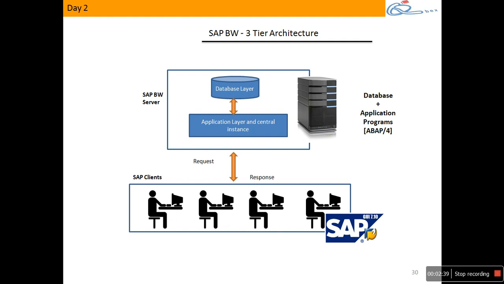Okay, boss? This is like a single node architecture. But let's say they wanted a very big, huge BW server, then what do they do? They'll install a multi-node architecture. When I say multi-node, they'll have one BW central instance and multiple dialog instances, and all the systems together will contribute as one server.